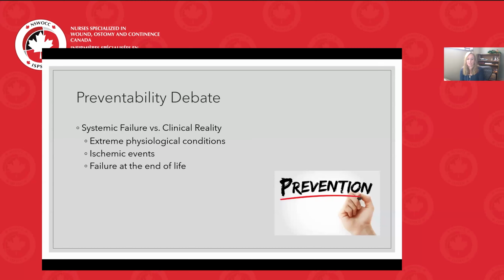So when we look at that preventability debate, like I talked about previously, there's a lot of research in this. Do we look at systemic failure versus clinical reality? If we're just looking at the guidelines, they're saying everything is preventable. Why aren't you doing a better job? When in our clinical reality, we know that these patients are under extreme physiological conditions. They are very sick. They might be on a lot of medications. They can have an ischemic event. And this, like I said, might just be organ failure. So looking at failure and then also looking at end of life failure. Is this an end of life skin change that we are seeing?